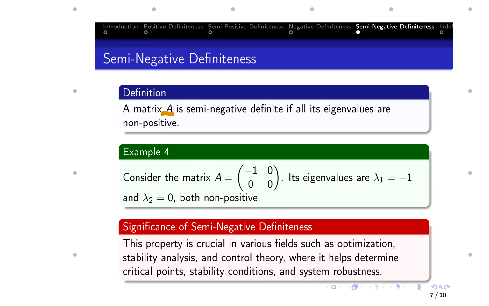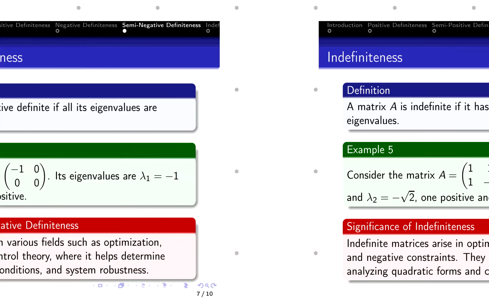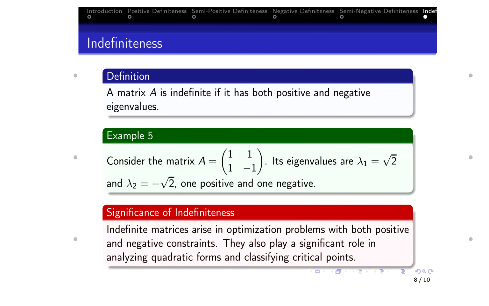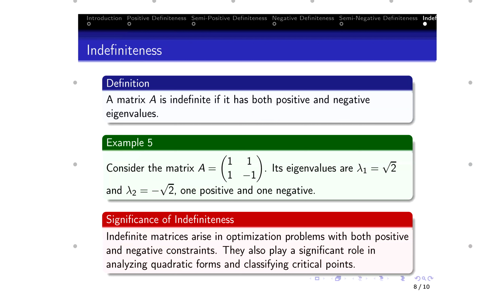Okay, all right, so let's talk about indefiniteness, right? We've talked about something being positive definite, negative definite, and the semis in between. But then how about we talk about indefiniteness? So a matrix A is indefinite if it has both positive and negative eigenvalues. So if you have a mixture of positive and negative eigenvalues, then you say the matrix is indefinite. You cannot actually say it is this or that, right?